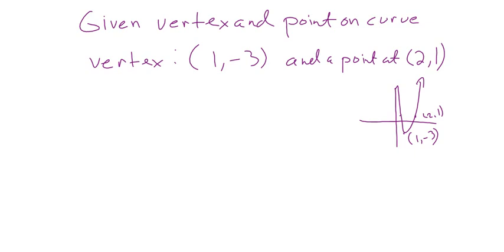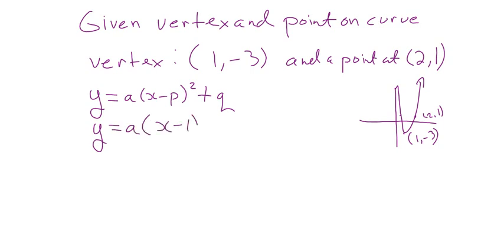Looking at this, I know what a is, but I'm going to show you how. You start with the formula: y equals a, x minus p, quantity squared, plus q. You now fill in the information that you know. I'm going to start off filling in part of the information, which is y equals a, x minus 1 squared minus 3. So I'm filling in p and q. That's my vertex. These are numbers I know. I don't even need this diagram, but I like having it there.